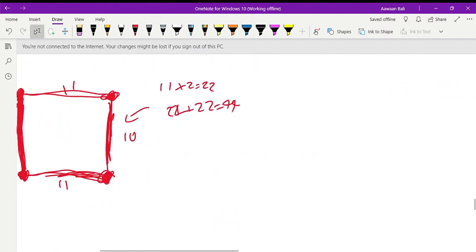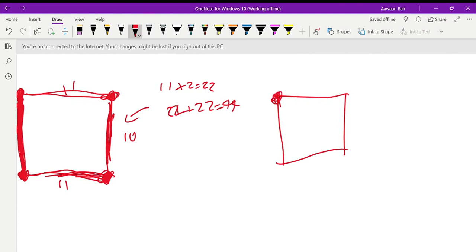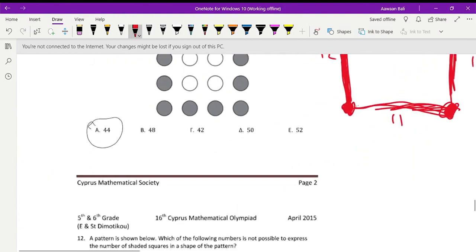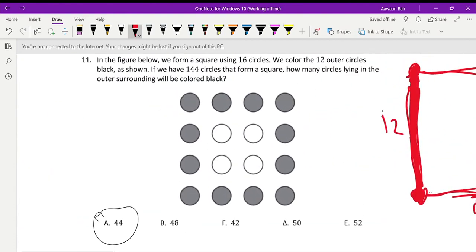Another way you could do this with a similar pattern is, okay, let's draw a square, and let's say this is 12, and this is also 12. We count they already go over all the corners, which means this becomes 10, this becomes 10. And then it's easy addition, since it's just multiplying: 12 times 2 is 24, 10 times 2 is 20, and 24 plus 20 is 44, therefore your answer is 44 again. So the answer is alpha 44.